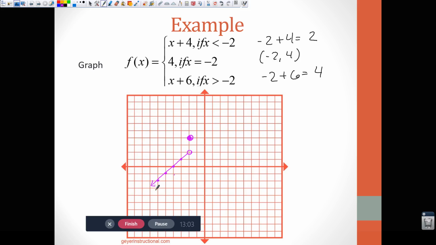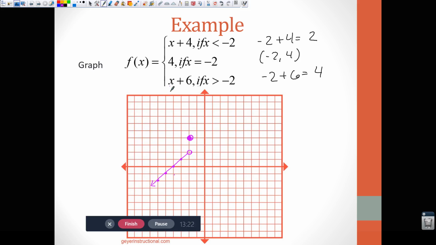Okay? And then remember, this one is just a point, so there's no line. However, if it was less than or equal to, or greater than or equal to, it would be a line this way. And if it was less than or equal to, it would be a line this way. However, it's not, it's just a point. Okay, so now let's look at this one.